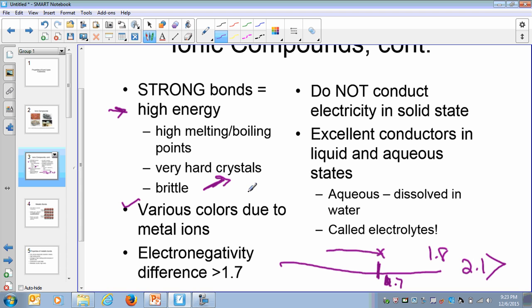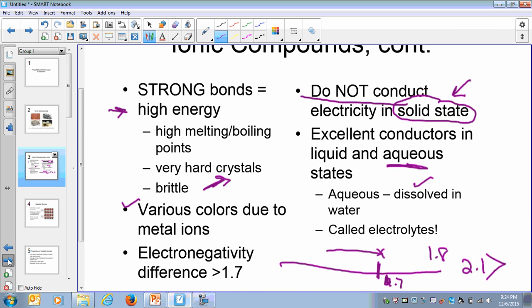They don't conduct electricity in solid state. A lot of you get mistaken here, that you just remember that ionic compounds are good conductors. But you have to keep the difference in mind, that ionic compounds are good conductors in solution when they're dissolved in water, not in the solid state. So they do not conduct electricity in solid state. In aqueous solutions, they do, and they're called good electrolytes. So keep these things in mind.